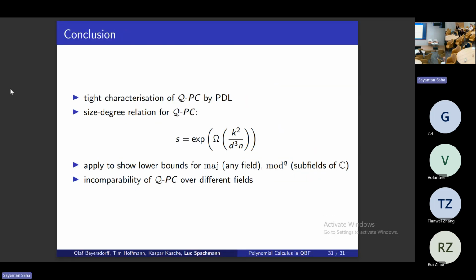So to conclude, we have given this tight characterization of QPC by these PDLs. We have shown a size degree relation for QPC using these PDLs, which is given here, or a similar relation just for the PDLs themselves. And we have used these results to get lower bounds for majority for any field, and for mod Q for subfields of C, or for finite fields with another different prime. This we have used to show the incomparability of QPC over different fields. Thank you.